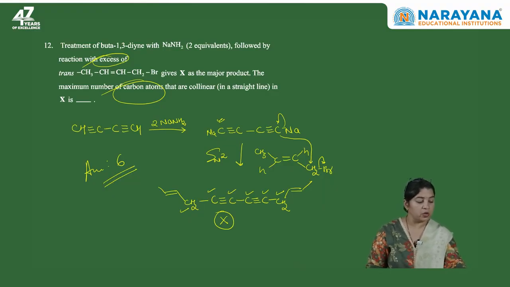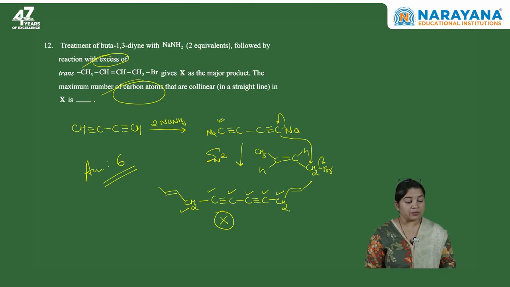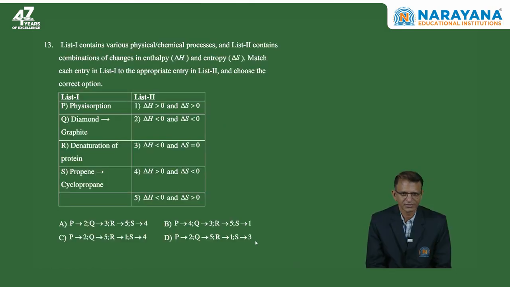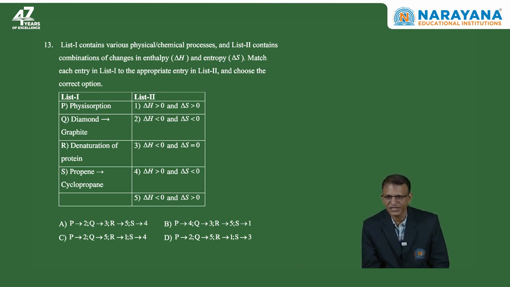Now we are moving to section 4, which is of list 1 and list 2. So this question is a mixture of 2-3 topics. Like I can see that surface chemistry is there because they are discussing physisorption. Then diamond converted into graphite you can take in thermodynamics. And then denaturation of protein, we do a practical in surface chemistry to make a colloidal solution of egg albumin. So that is a protein where we discuss denaturation of protein.